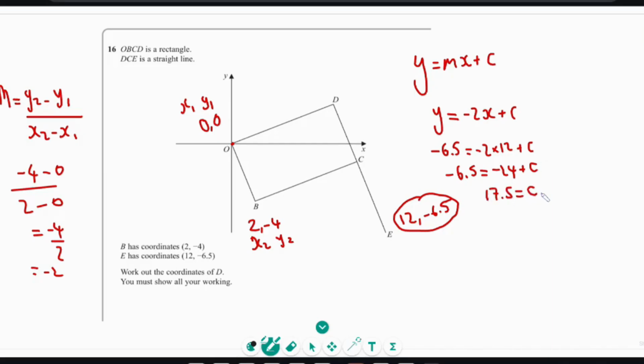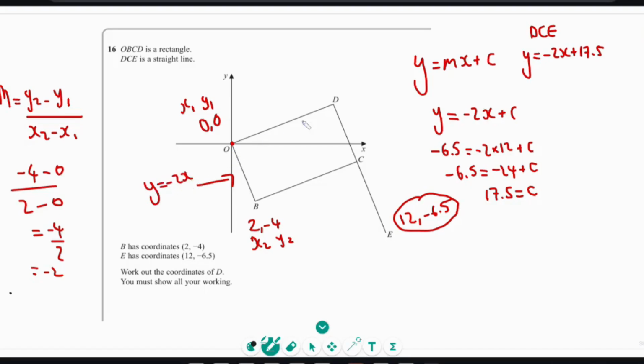Which gives us c is 17.5. So the equation of the line DCE is y equals -2x plus 17.5. OB, the equation of that line, well, the intercept here is 0. So the equation of this line here is just y equals -2x.